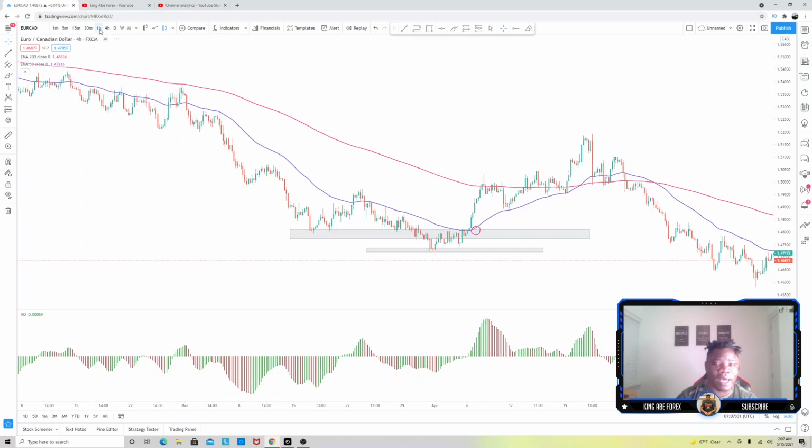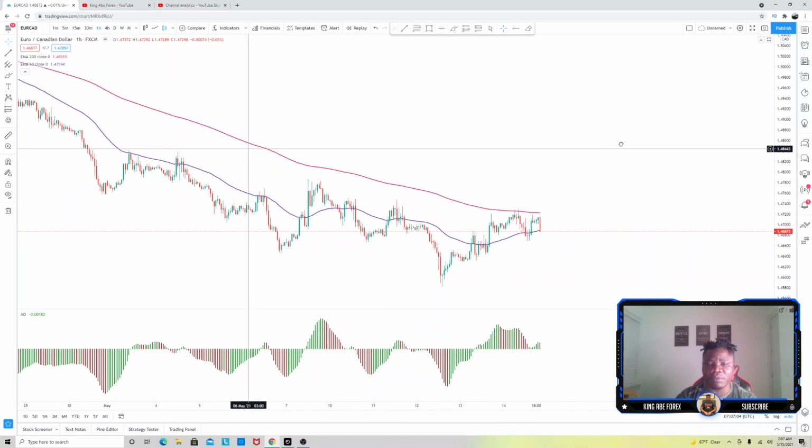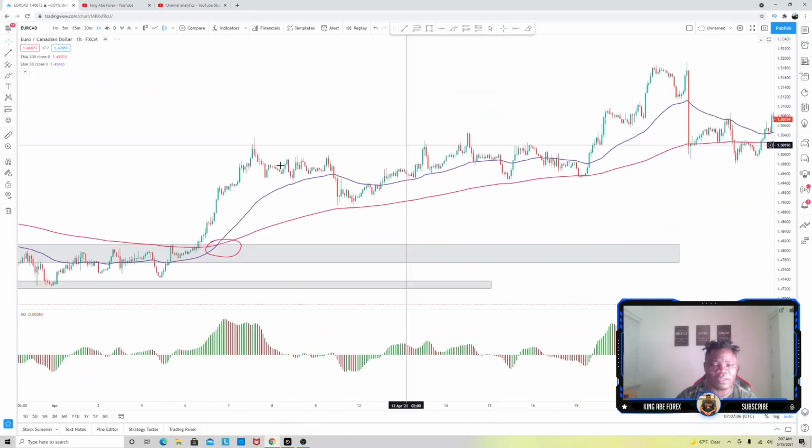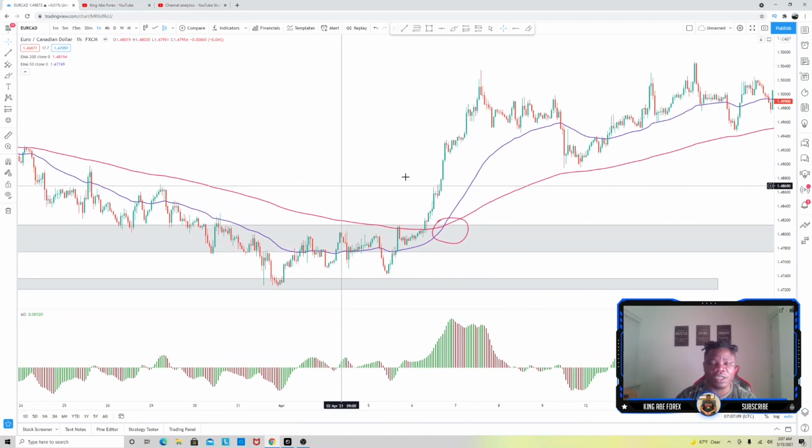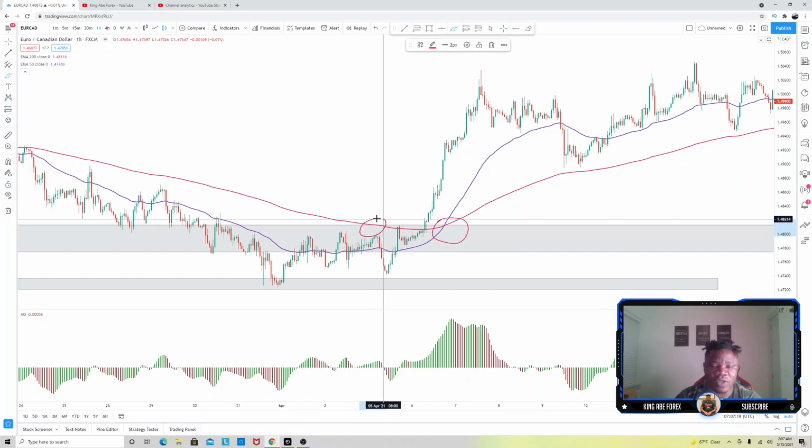Now, if we go back to the 1-hour time frame, let's look for that zone again. Once you have those two confirmations, you just wait and see if price is going to close above your resistance. You have to make sure that price closes above your resistance. Once you have that, then you can get in the trade.